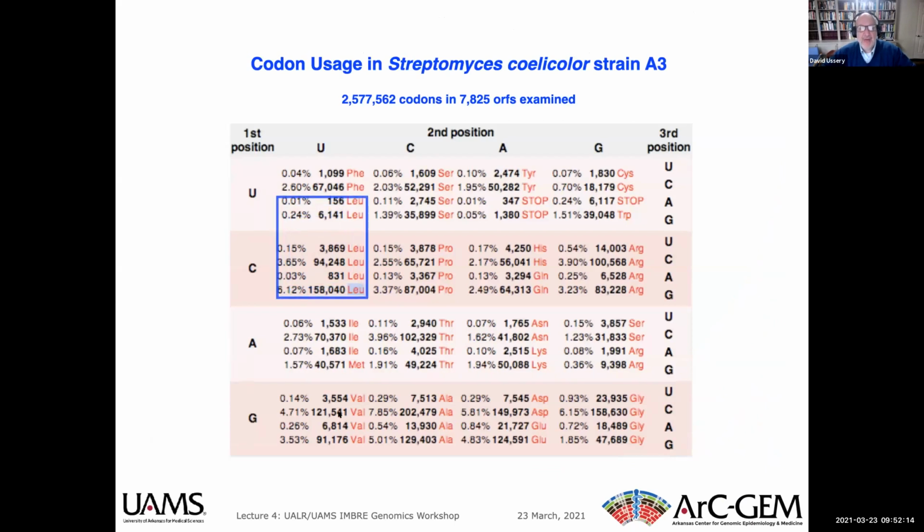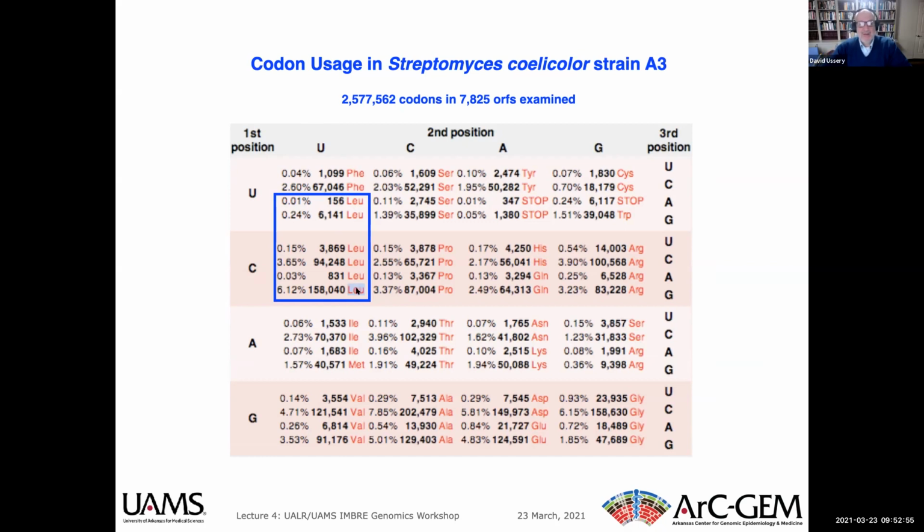Now, for Streptomyces, there are six different ways you can make leucine, right? But it turns out that it's not using all of them equally. Look at this one, where you go CUG, it's 158,000 times. In this case, UUA is only 156 times. So literally there's a 1,000-fold preference for this codon over that codon. So the codons aren't distributed equally at all.